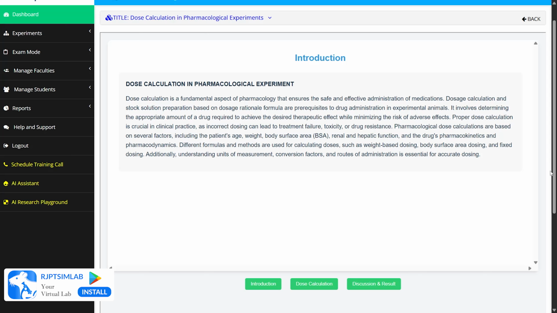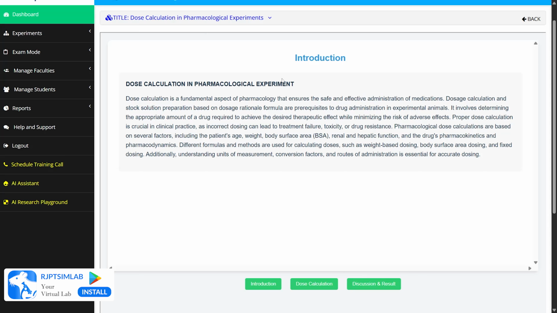At first, let us see the introduction part. Dose calculation in pharmacological experiment. The dose calculation in the pharmacological aspect is a fundamental aspect of pharmacology that ensures the safe and effective administration of medication, which means the dose calculation is required for the safe and effective administration of medication.